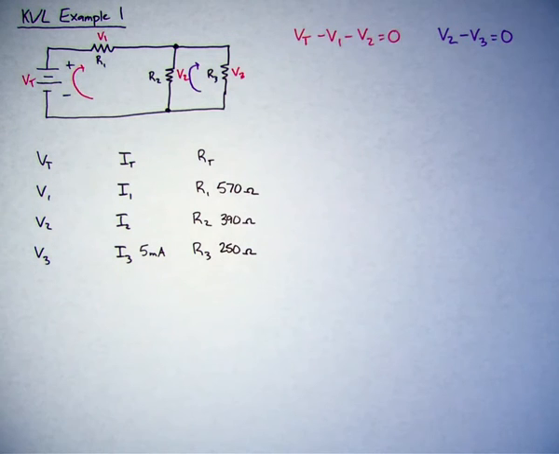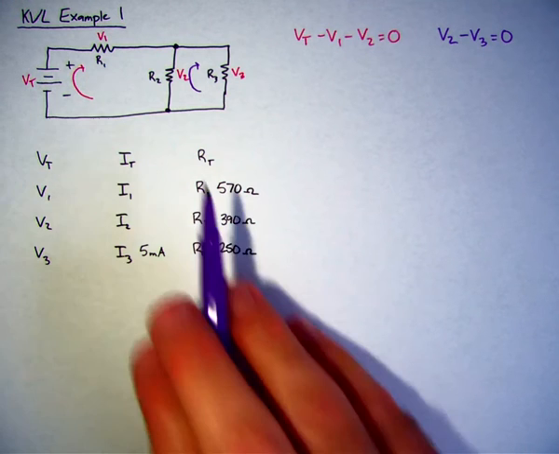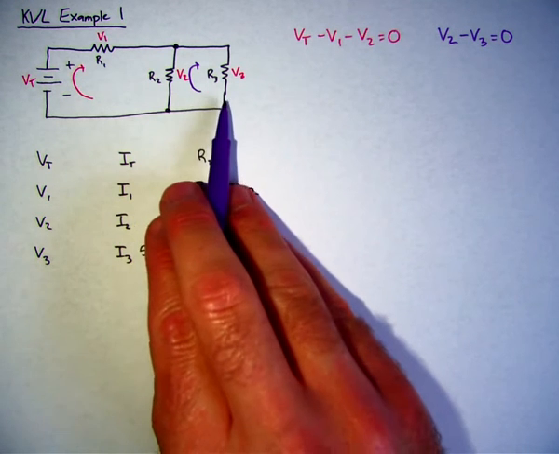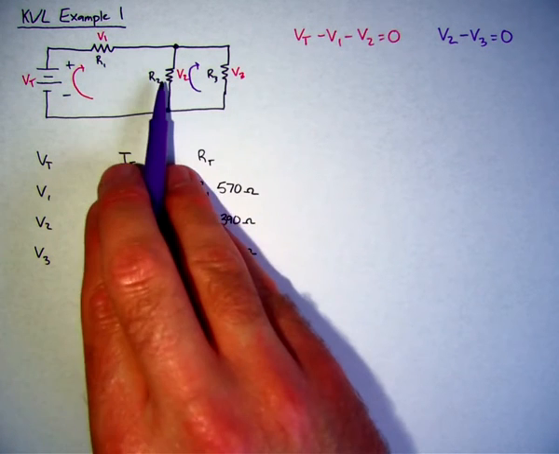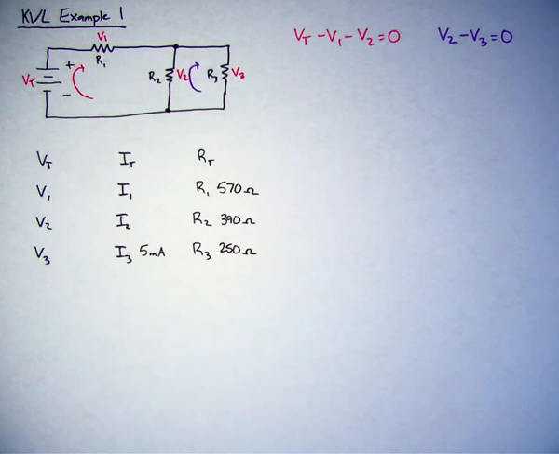So these are two different loops that we have. Now, I could have created a different loop here where I could have created just the outside using R1 and R3 and not worrying about R2. You'd end up getting the same result, so you really don't have to worry too much about that.